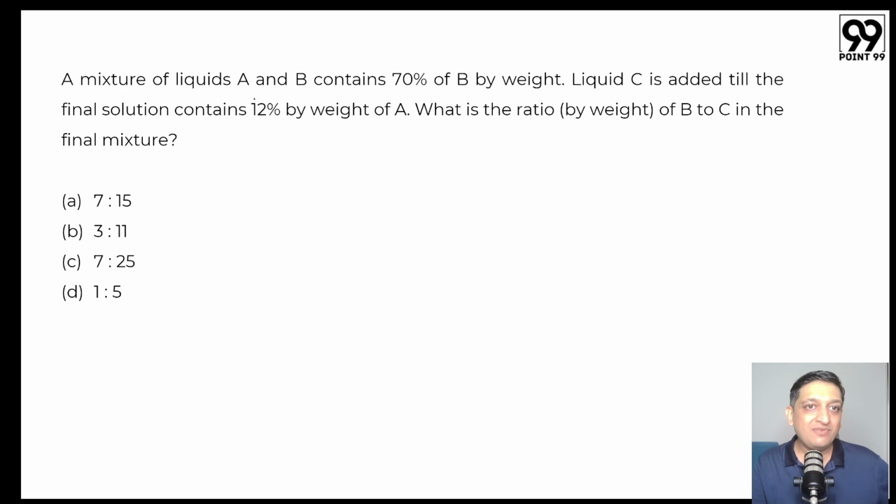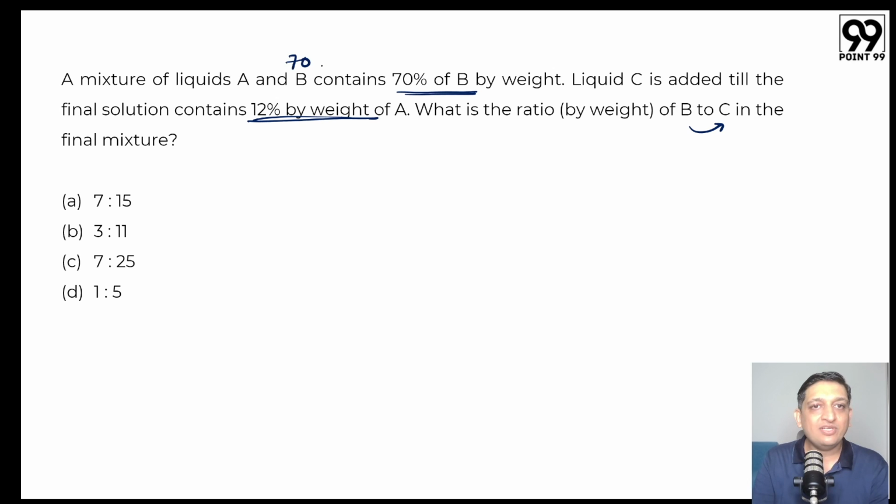A mixture of liquids A and B contains 70% of B by weight. Liquid C is added till the final solution contains 12% by weight of A. You have to figure out what is the ratio of B to C in the final mixture. So we have to figure out how much of C is added basically. Now let's say for example, it was 100 ml mixture that we had initially, 70% of B was there.